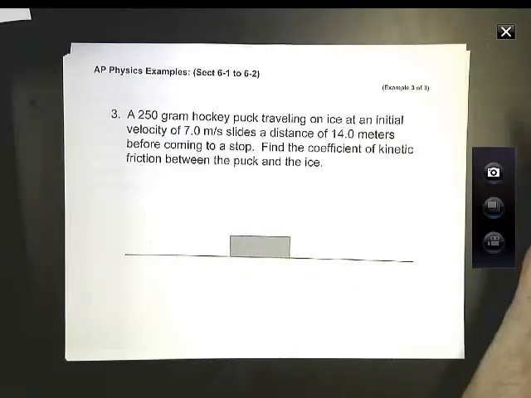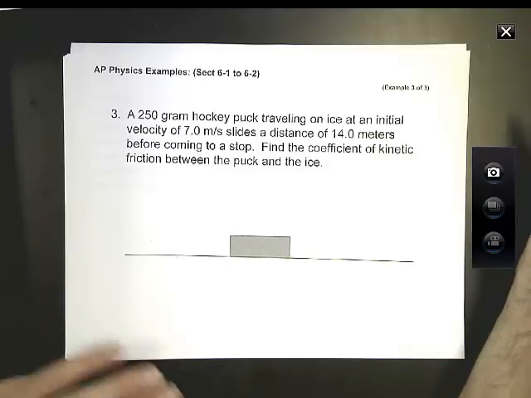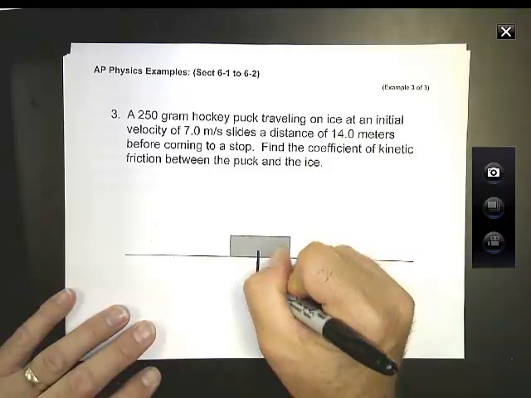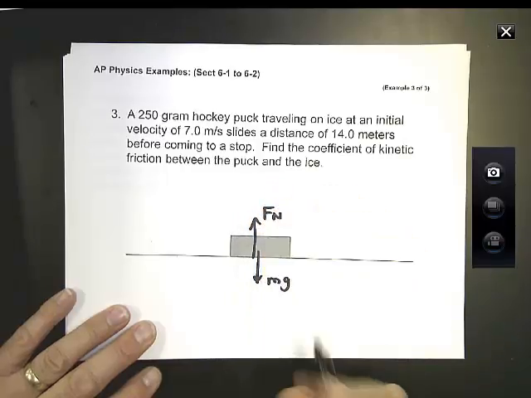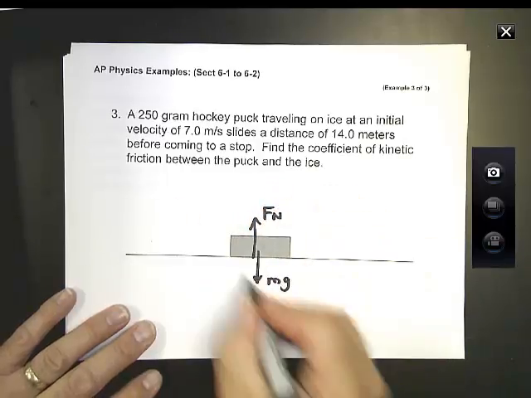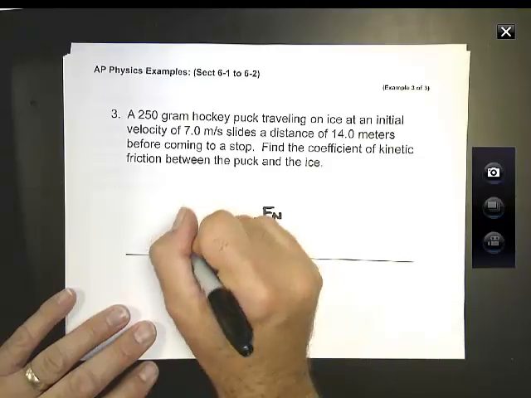Last one. A 250-gram hockey puck traveling on ice at an initial velocity of 7 meters per second slides a distance of 14 meters before coming to a stop. Find the coefficient of kinetic friction between the puck and the ice. All right. So the only thing that makes this problem hard is the diagram, because we know the puck has weight. We know the puck has a normal force on it. And let's say that it's sliding to the right. It's got friction on it.